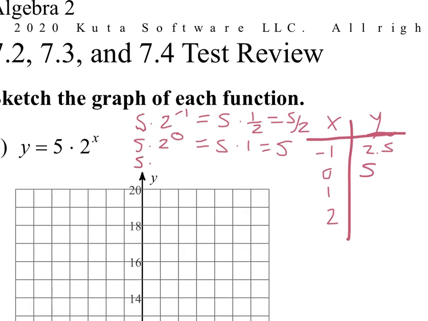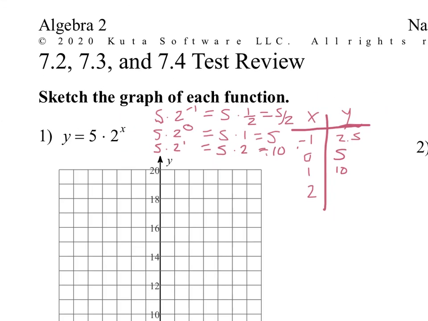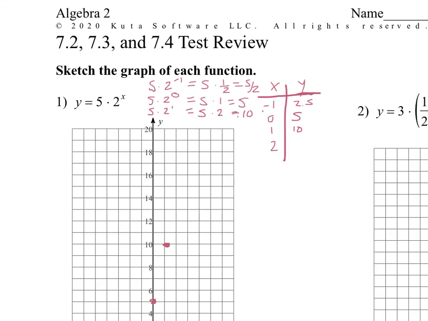Next, we're going to plug in 1. So we have 5 times 2 to the first power. This is 5 times 2, which is 10. So we're going to go to the right 1 and up 10.